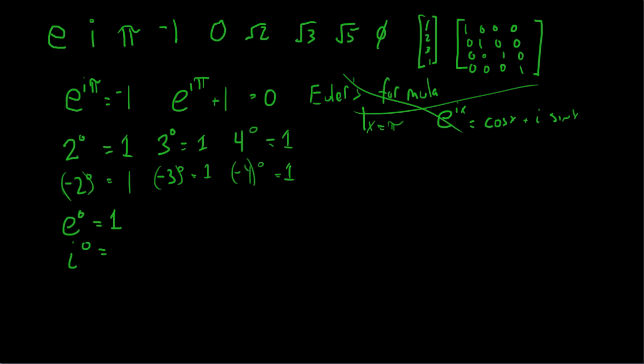And so it should follow along that e to the 0 power equals 1, and i to the 0 power equals 1, and pi to the 0 power equals 1. Or, realistically, the square root of 2 to the 0 power equals 1. Or, the square root of 5 to the 0 power equals 1, etc., etc.